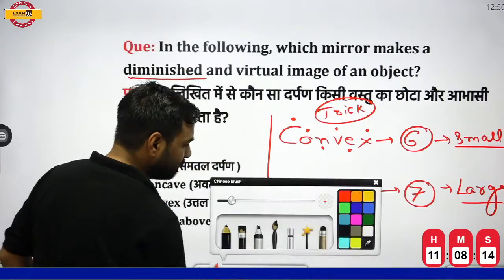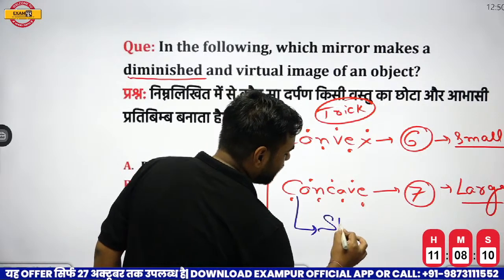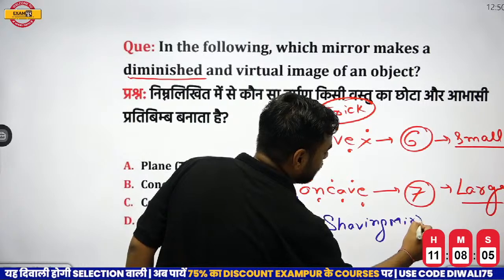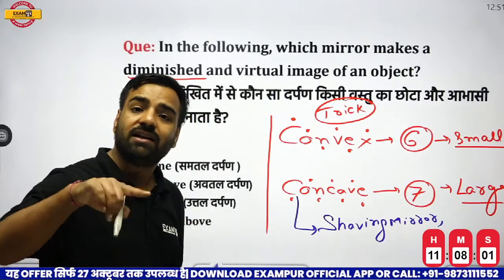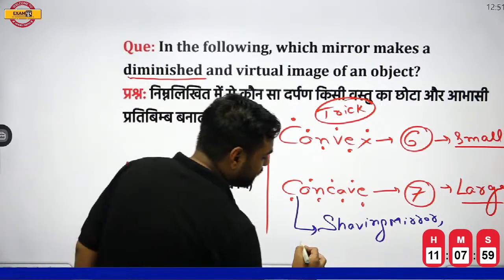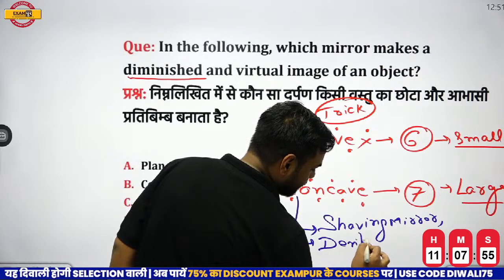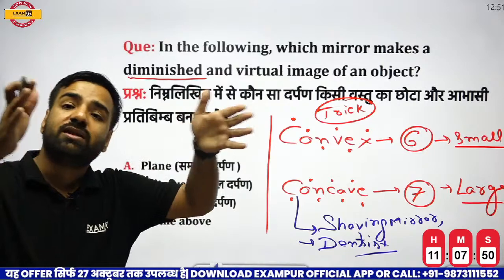So I'll write for you with the blue color. Concave, larger image, is used in shaving mirrors. Apart from that, we can talk about the ENT doctors, that is ear, nose, throat. Apart from that, the dentists who are actually using the mirrors. Yes, all of them are using concave because they want to see a larger image.